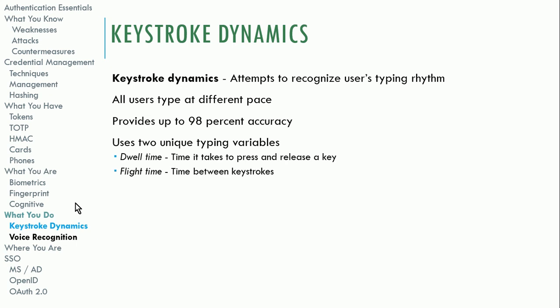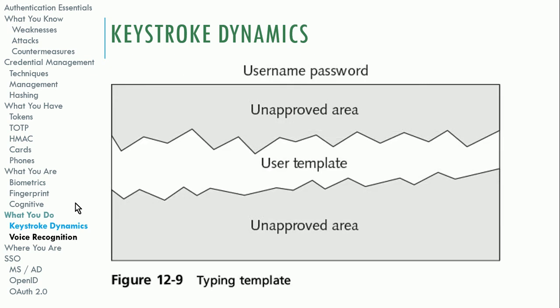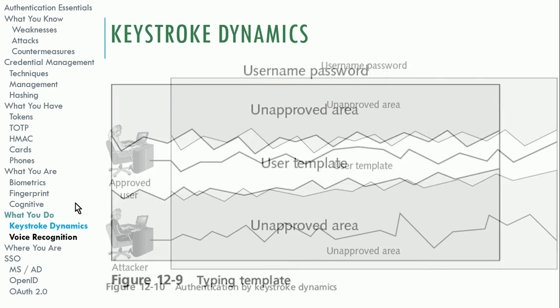They can look at things like dwell time, how long it takes to press and release a key, and the flight time, which is the time between keystrokes. And you can compile all this stuff and analyze it to figure out if it's likely that the person who's typing is the same user, or more likely somebody who's not that user, based on their patterns of how they type.